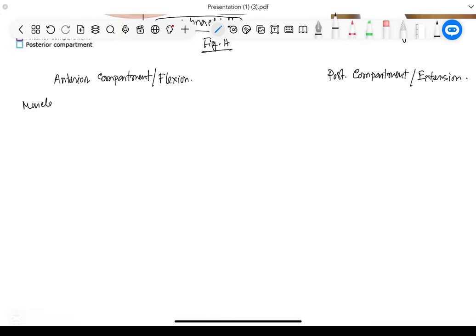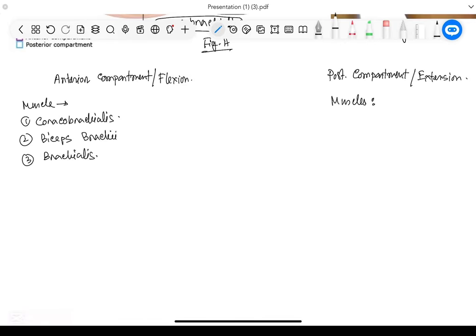Now, the anterior compartment muscles, our flexor compartment muscles, are coracobrachialis, then biceps brachii, then brachialis. On the posterior or extensor compartment, there is only one muscle. What is the name of that? That is triceps brachii. That's all about the muscles.